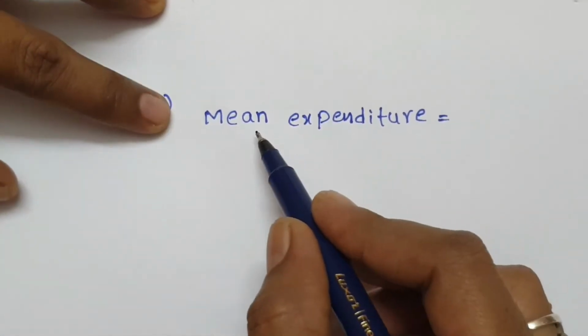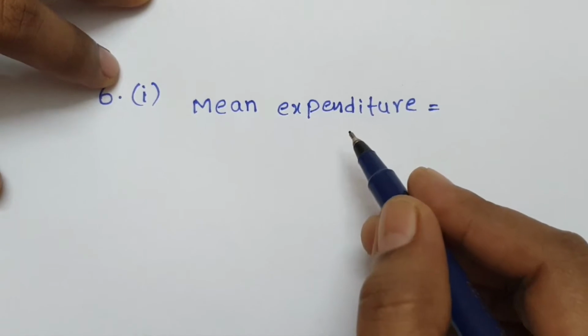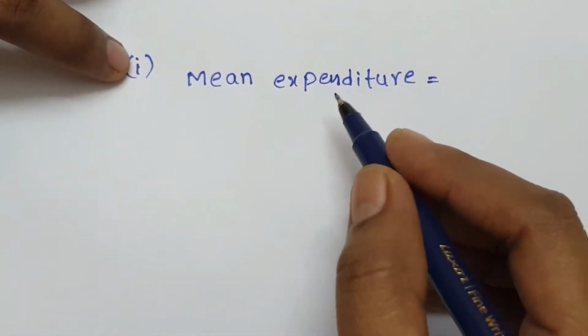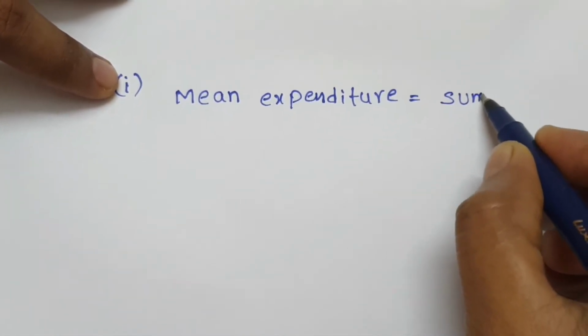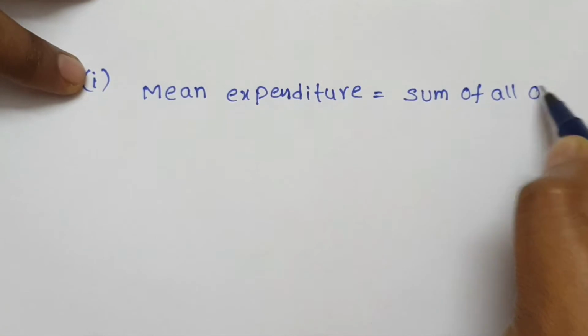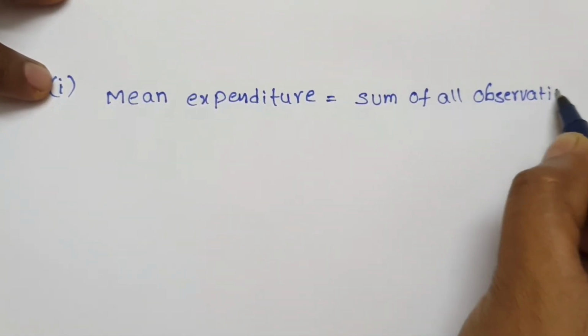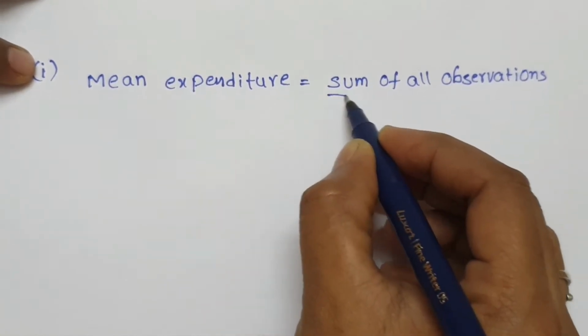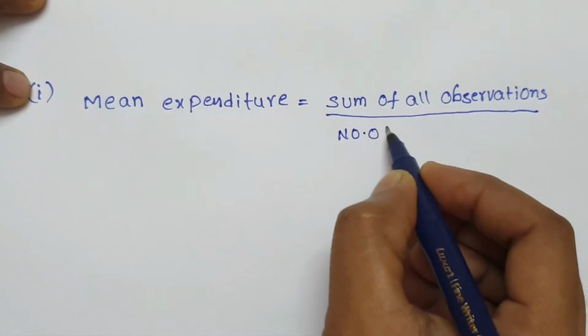First question, mean expenditure. Mean means nothing but arithmetic mean or average. What is the formula of mean? Sum of all observations by number of observations.